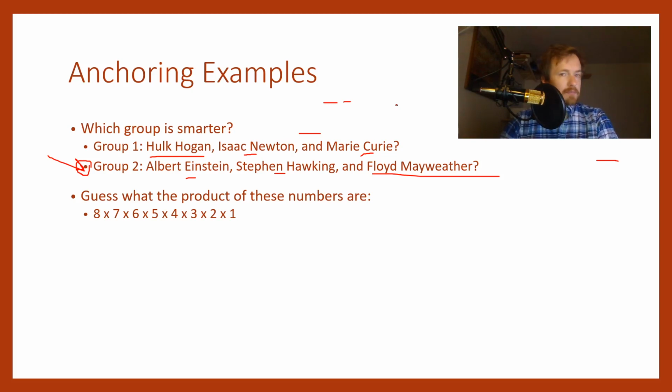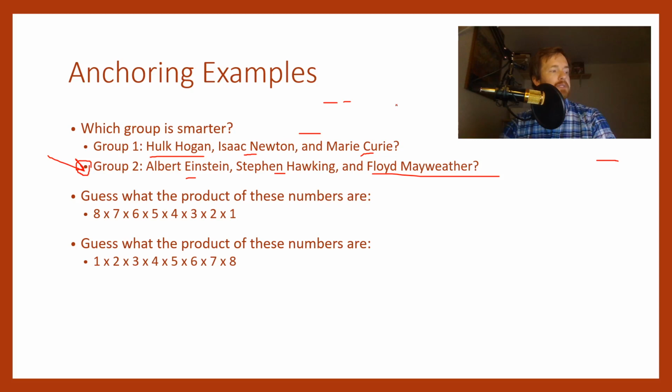And then think of what is the product of these numbers. 1 times 2 times 3 times 4 times 5 times 6 times 7 times 8. What happens is that whenever people are given these numbers, you're going to find that people who are given this order, where you have it starting out with 8 times 6 times 7, are going to give a higher number than people that are given this one, which is given a lower number.